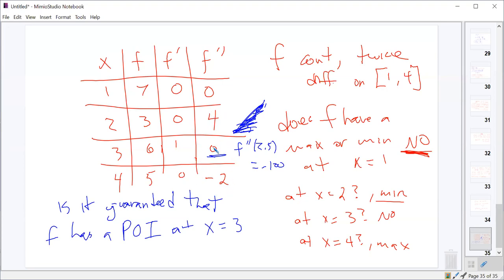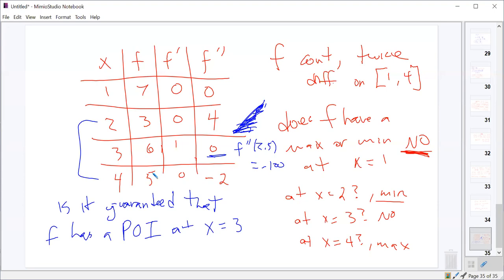It could be positive all the way from 2 to 3, but then from 3 to 3.9, it could still be positive, and then it might switch to negative at 3.91 and still be negative all the way to 4. So we are not guaranteed that there is a point of inflection at x equals 3. We are guaranteed that there is a point of inflection between 2 and 4 somewhere, because it did go from concave up to concave down. It might be at 3. We can't be certain that it's at 3. Does that make sense? And they like to ask those sort of tricky questions with charts. Good or no? Good.